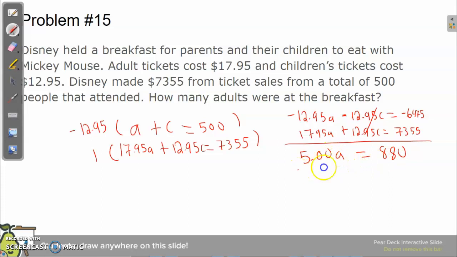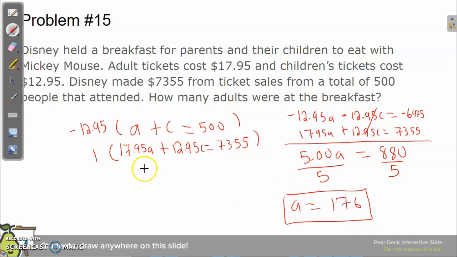You divide by 5, and that would give you 176. So A equals 176. And you're done, guys. This is the difficult one. Remember, whenever you're doing systems of elimination, same number, one's a positive, one's a negative. With that being said, guys, I'm going to continue part 2 on the next video. So stay tuned.